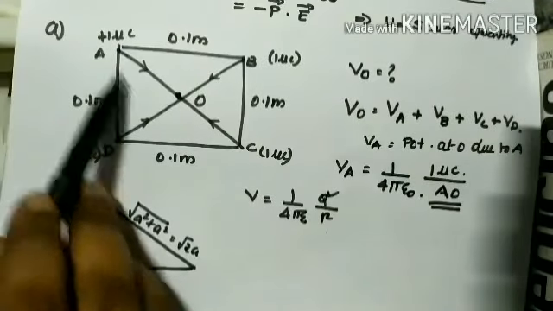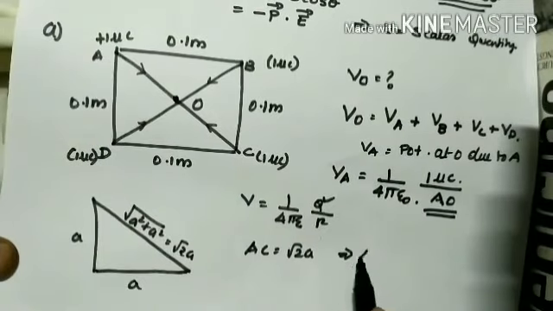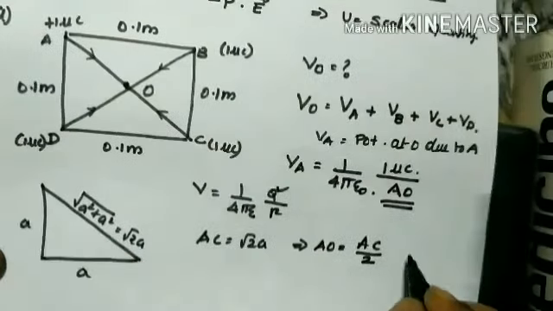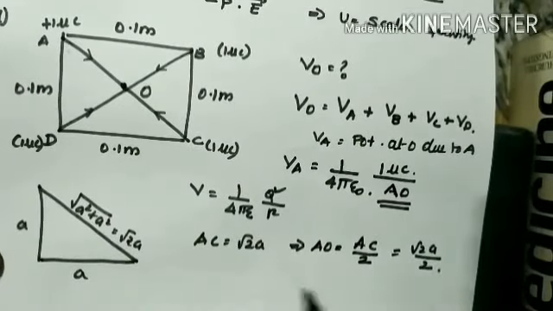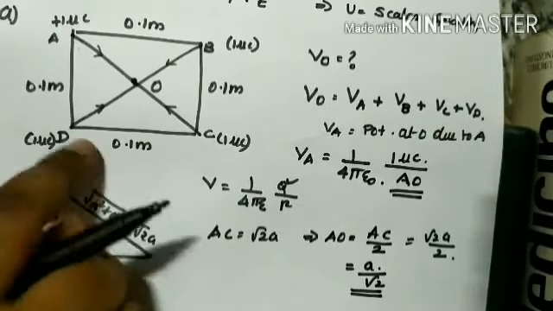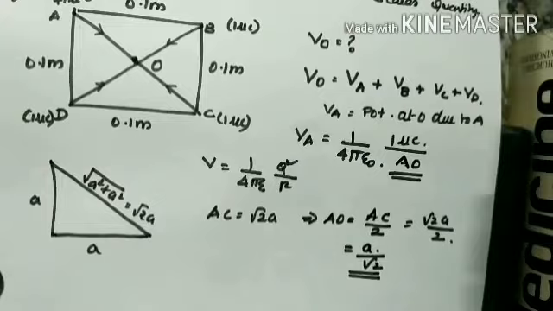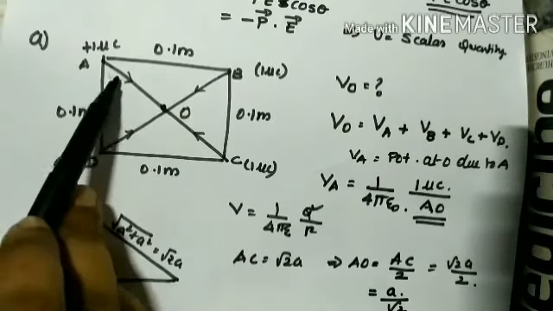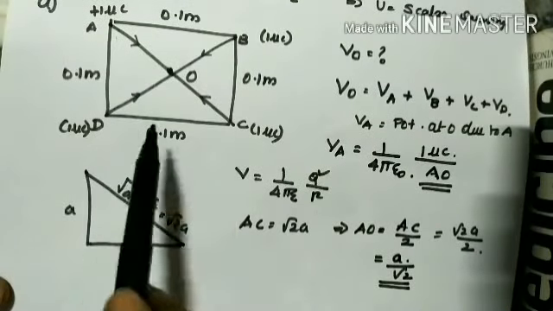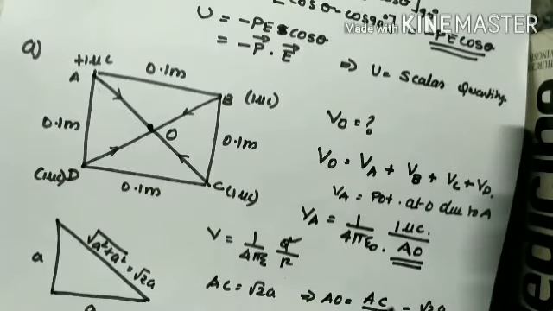It will be root 2 A. So from this figure, AC is root 2 A. So what will be AO? AO is AC by 2, half of it, that is root 2 A by 2, or I can cancel it, AO is A by root 2. That is the final expression for half the diagonal. Either you can memorize it or you can derive it. I recommend that you memorize it. That is, from one point to the center of a square, the distance is the side of the square divided by root 2. So here the side is 0.1. Clear?